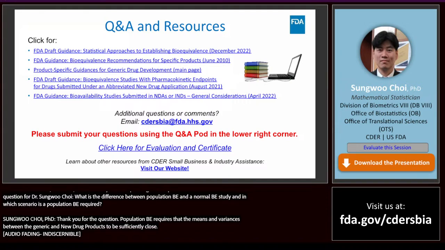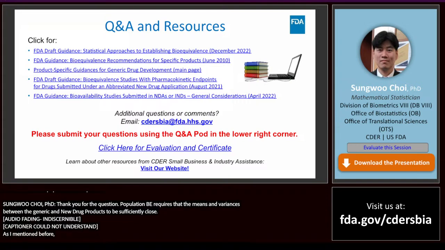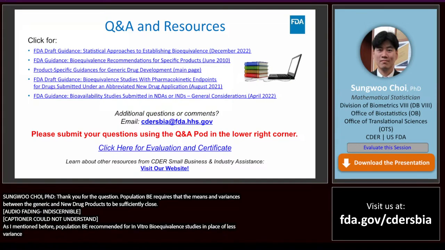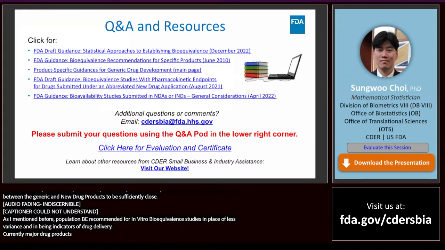And as I mentioned before, population bioequivalence is recommended for in vitro bioequivalence studies in case of very low variance. In other words, the variance is very small, and in case of being more sensitive indicators of drug delivery than the in vivo bioequivalence studies. So currently, most oral inhalation drug products and nasal drug products recommend using population bioequivalence for in vitro bioequivalence methods. Thank you.